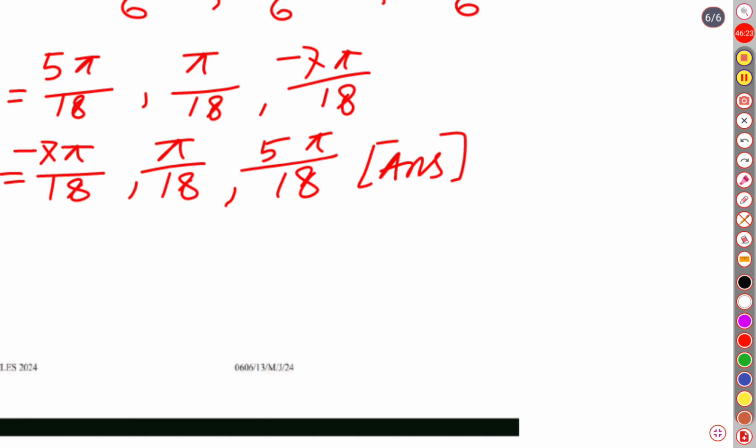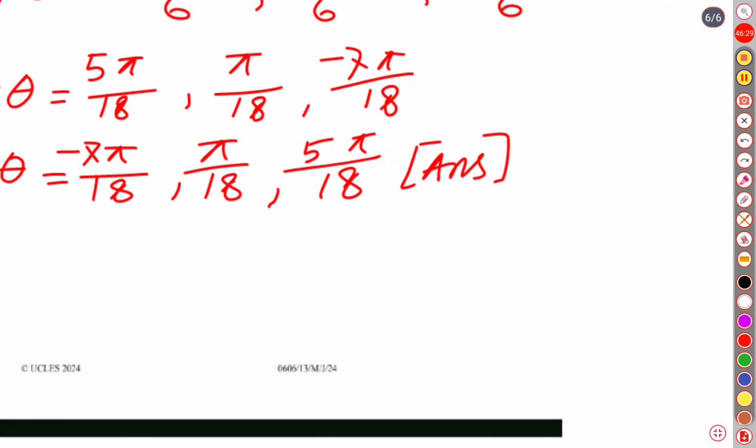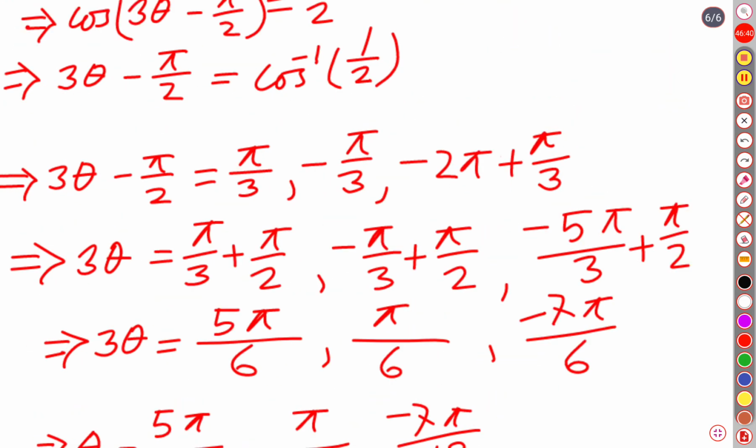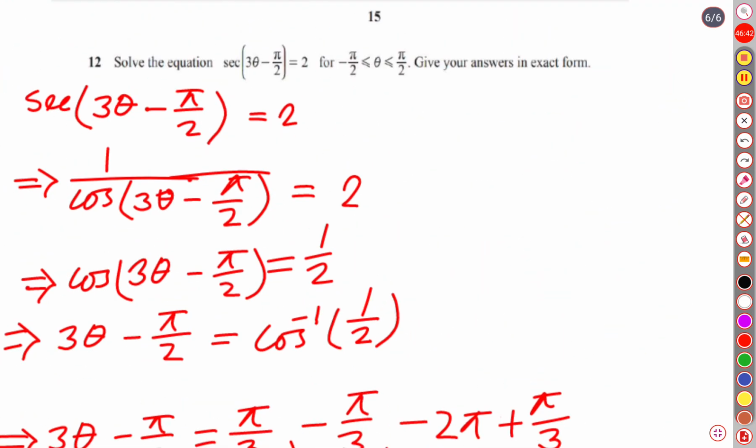Let's solve the last of all questions of today's session. The question belongs to paper code 060613, May June 24, question number 12. This is our question to be solved. The question says: solve the equation sec(3θ − π/2) = 2.